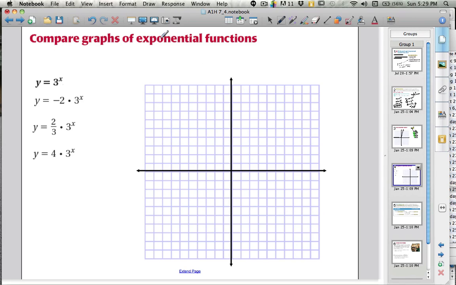Okay, if we wanted to compare different graphs of exponential functions, here we have y is equal to 3 to the x power, and I know that when I'm at -1, I'd be at 1/3. About here, 0, I'd be at 1, and with 1, I'd be at 3. So this is what this graph looks like.